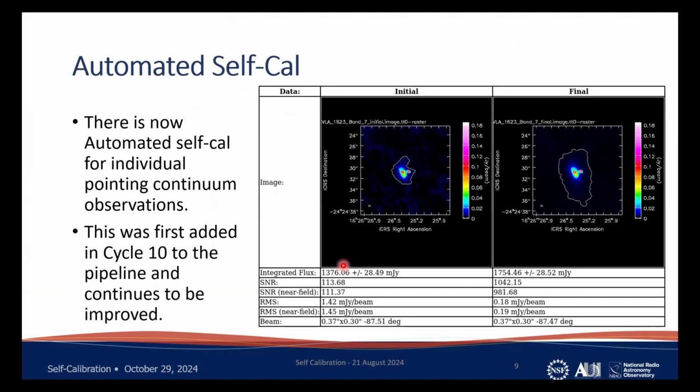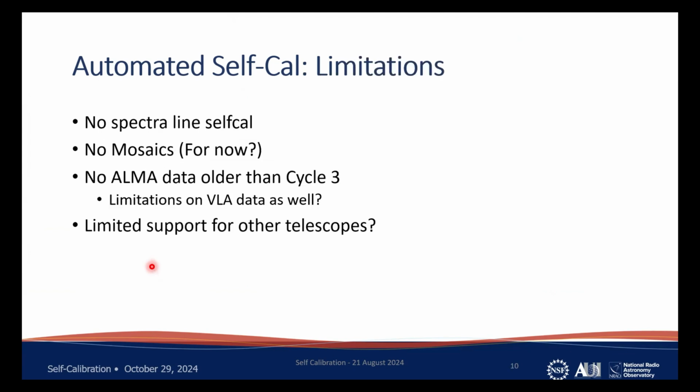Self-calibration is actually now automated in the ALMA pipeline starting from cycle 10. So if you have data from cycle 10 or even more recent, you don't have to worry about this. They will automatically determine if it is good for self-calibration and run the pipeline for you.